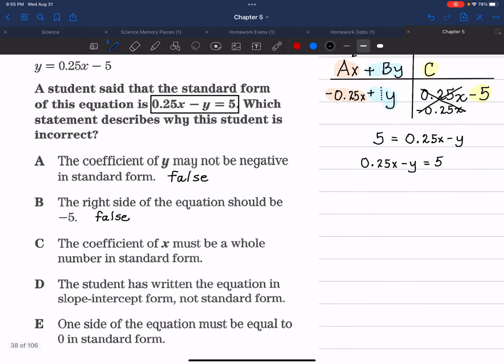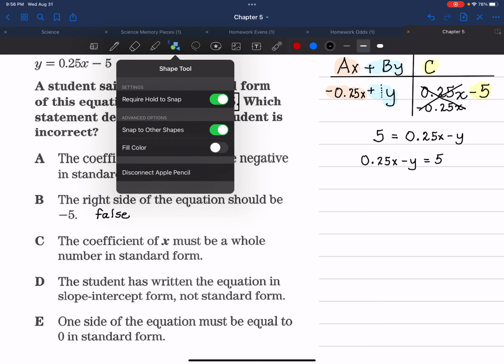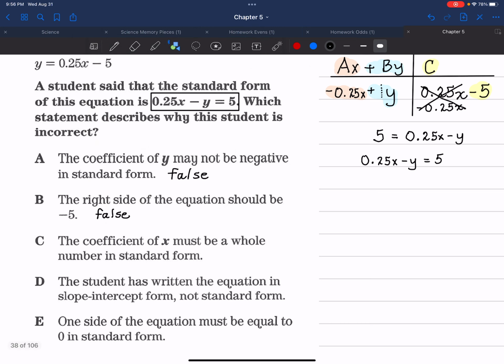Here's the one I want. The coefficient of x must be a whole number. You cannot use a decimal or a fraction. So let's put that as our answer choice and look at the others just to see what's going on there. The student has written the equation in slope-intercept form, not standard form. That's a false statement. The student has written it in standard.